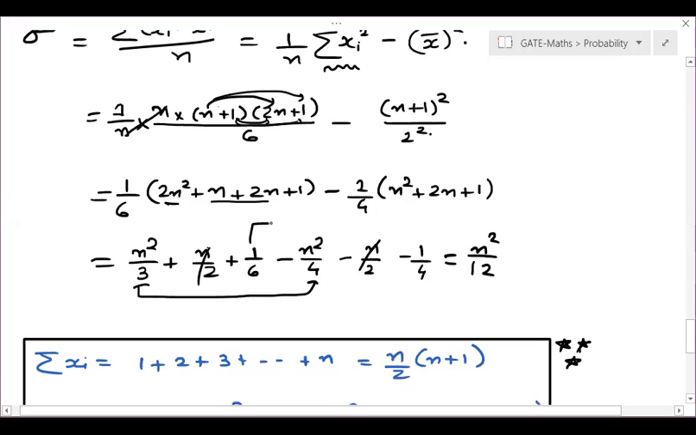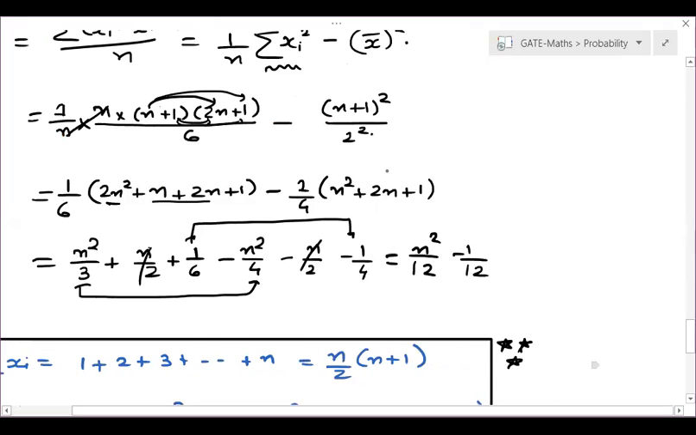Okay. Now 1 by 6 minus 1 by 4. So its LCM is 12. So again here 2 minus 3 minus 1 by 12. So our final answer will be 1 by 12 into n square minus 1, or n square minus 1 by 12. Okay. So this is equal to n square minus 1 by 12, right? Or sigma square for first n natural numbers.